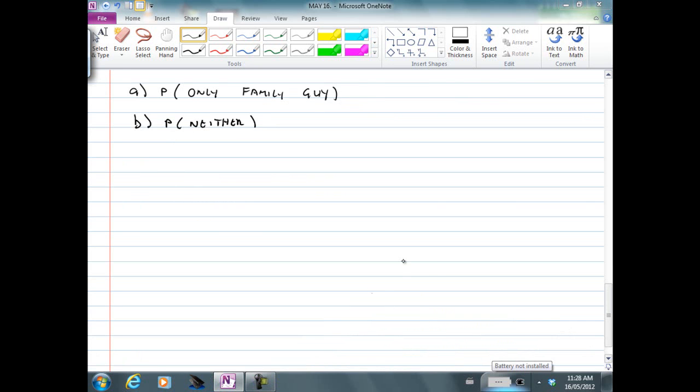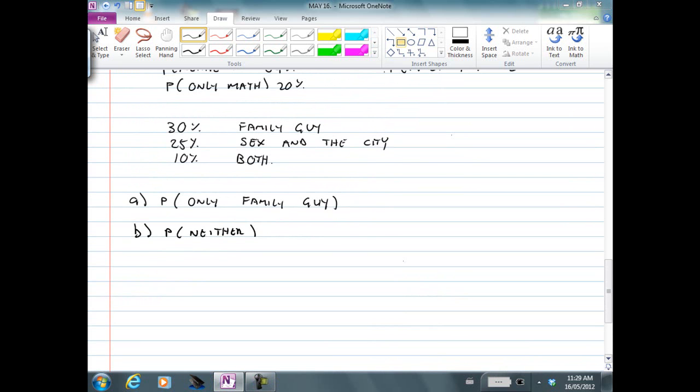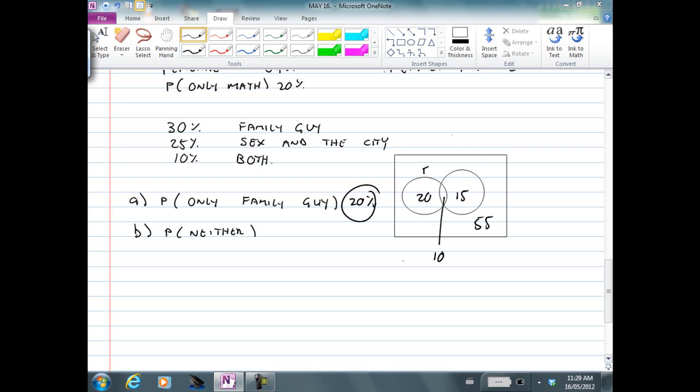Here we go. I'm going to create two circles. Again, keep it simple. And don't forget your rectangle. You should have 10, 20, 15, and 55. Voila. Only Family Guy? Well, only Family Guy is going to be 20%. Oh, by the way, this is Family Guy and this is Sex and the City. And neither is 55%.